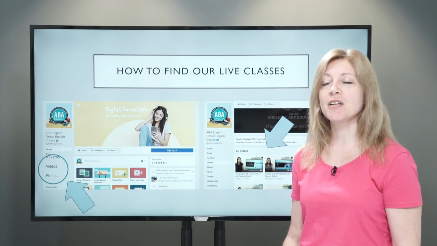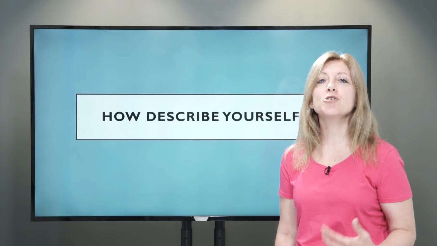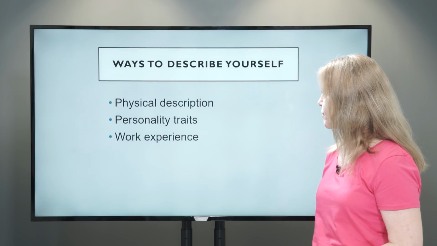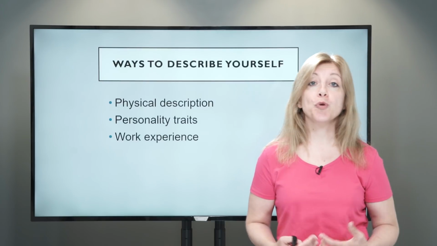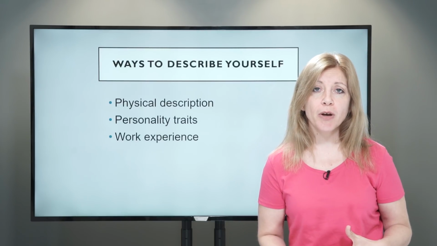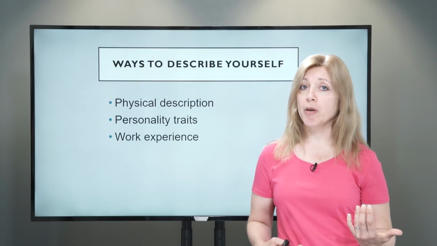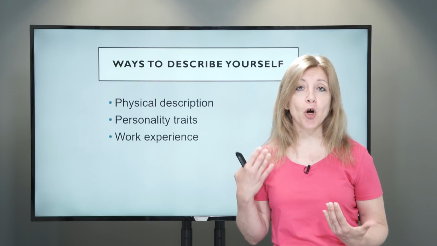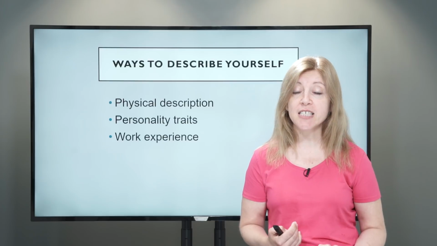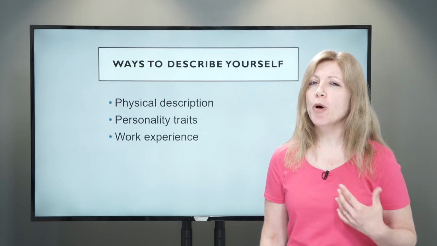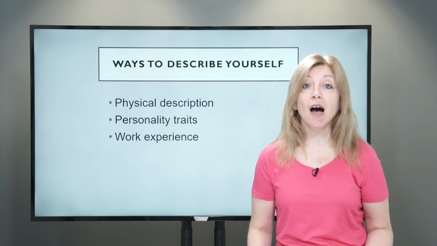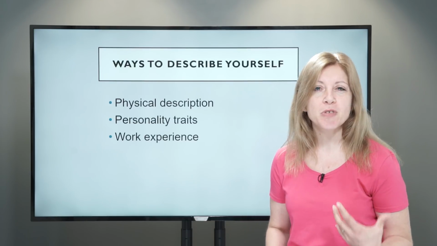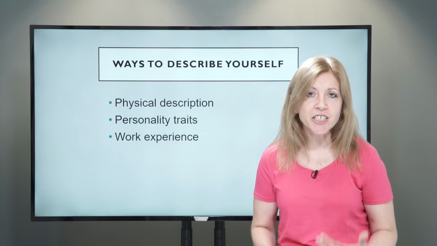Okay, so let's start with today's topic. So, how to describe yourself. Okay, so ways to describe yourself. First of all, you could talk about your physical description. Okay, so your height maybe, or maybe the color of your hair, the color of your eyes, this kind of thing. You could talk about your personality traits. So that means your personality, what you are like. You are maybe very enthusiastic. You're somebody with lots of energy.